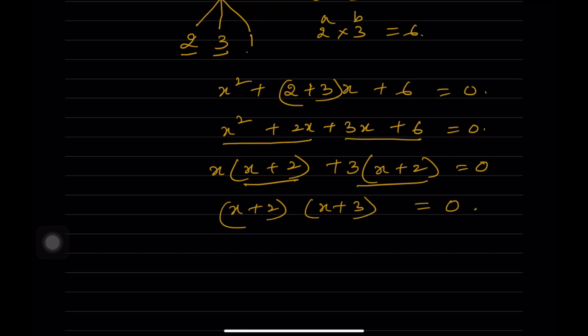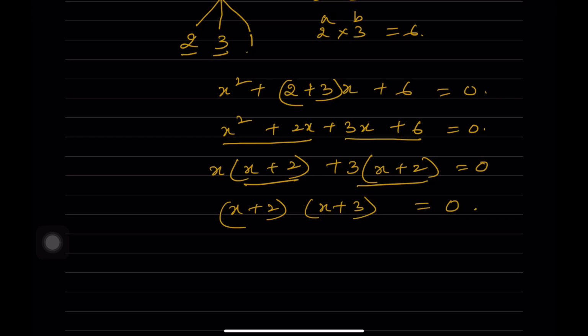So this is the way you can factor a quadratic expression or a trinomial. This is the answer for x square plus 5x plus 6 equal to 0. It is x plus 2 into x plus 3 equal to 0. So this is the way we do this problem.